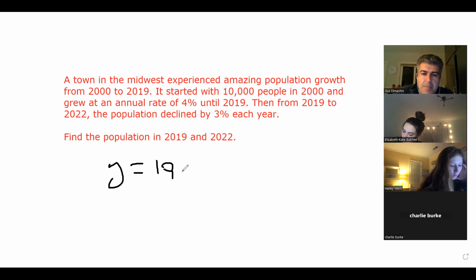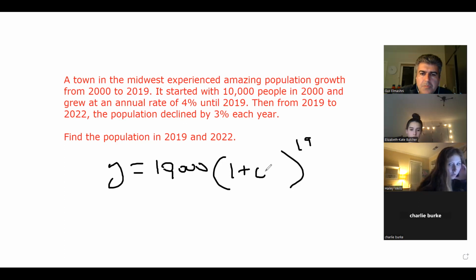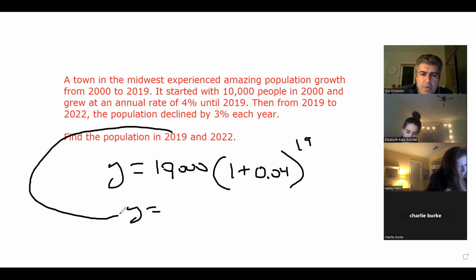And you start at 10,000 people. And what am I putting as a base? 0.04. Perfect. So we'll do that first. I'll get to the population in 2019.